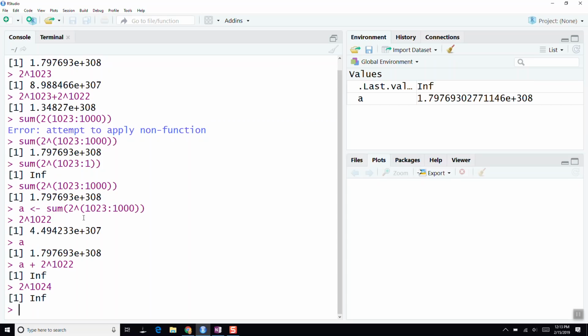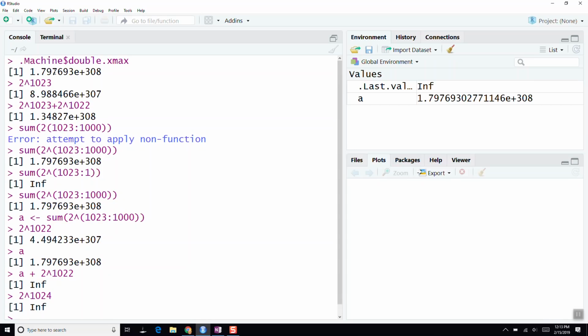We are no longer able to represent values bigger than basically this number. So 2 to the 1023 plus 2 to the 1022 plus all the way down, probably around 2 to the 1000-ish, something around there. That's about what our machine double max is. And anything bigger than this, it's going to say it's infinity. Now this is on the order of 10 to the 308 power. So probably for most of our jobs, this is big enough, right?